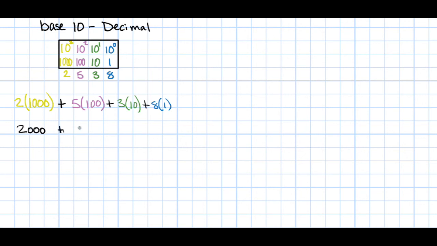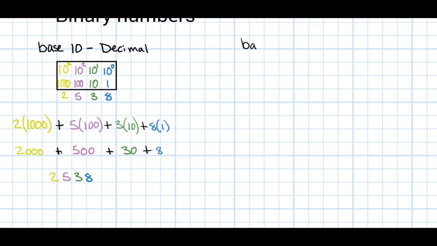We decode numbers by taking the weights and multiplying them with their corresponding place value. Then we add up all of those products. For example, 2 times 1,000 plus 5 times 100 plus 3 times 10 plus 8 times 1. Of course, once we add all of those products back together, we get our original number, 2538.